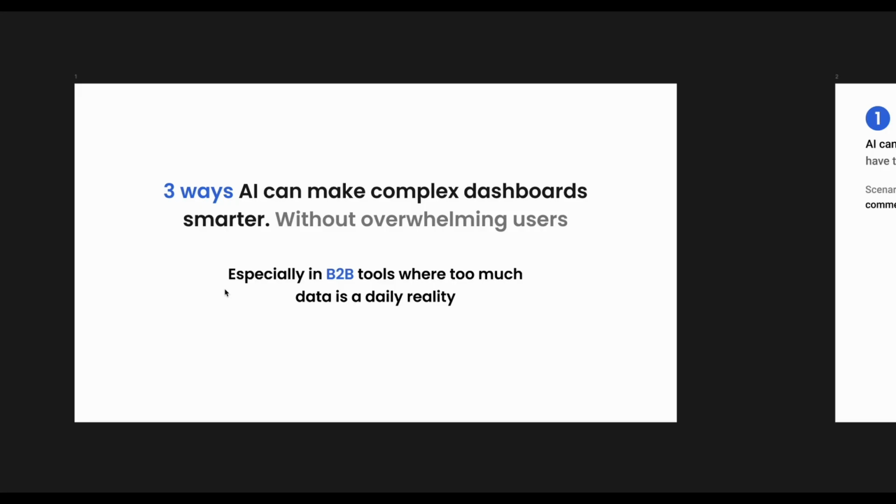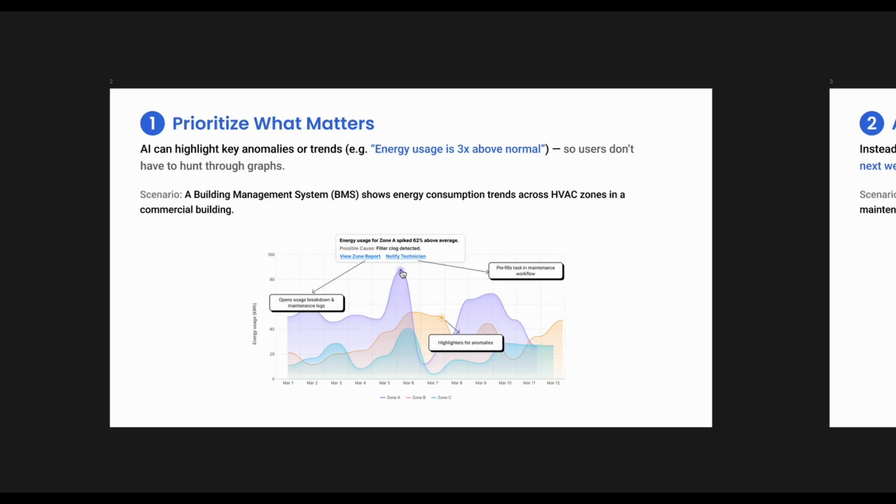Let's get started. Let's talk about the first example, that is prioritize what matters. Dashboards usually throw everything at the users, be it KPIs, charts, alerts. But what if AI could highlight only what needs your attention at that moment? Let's take an example of this one.